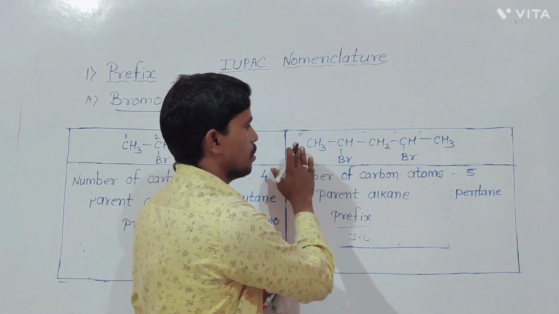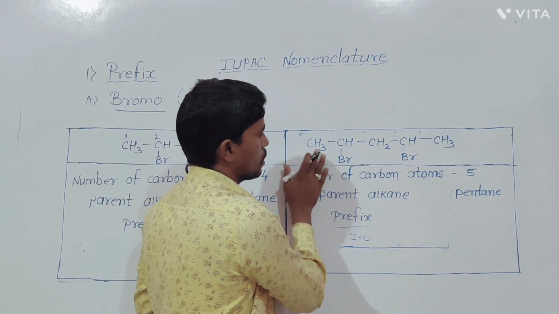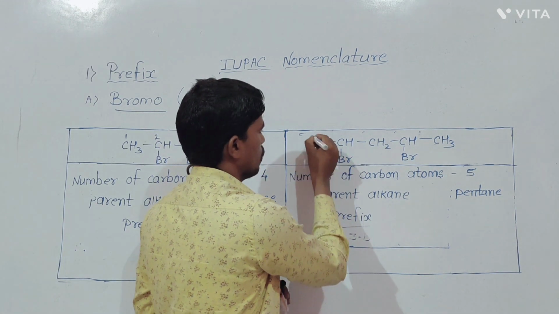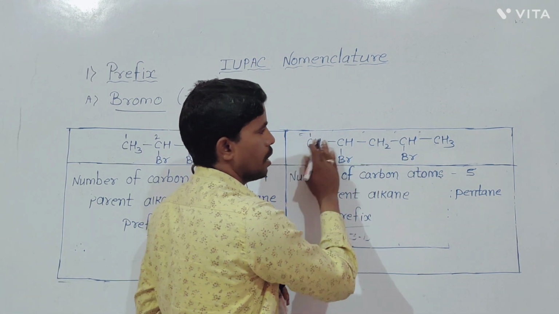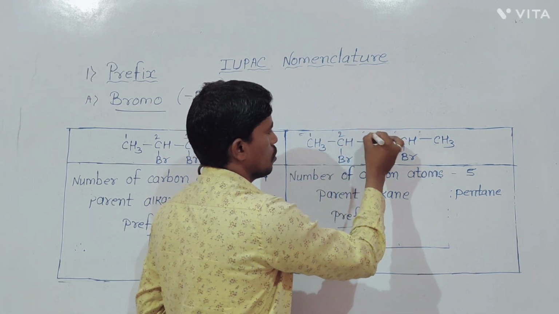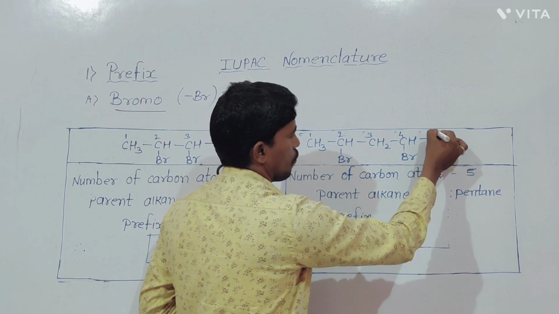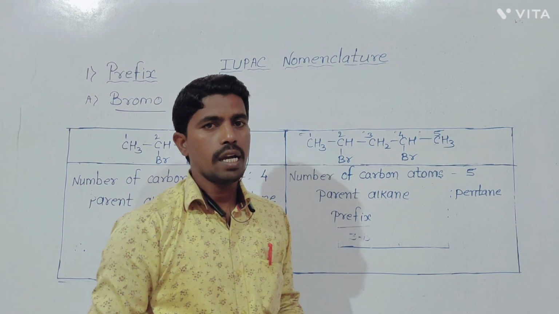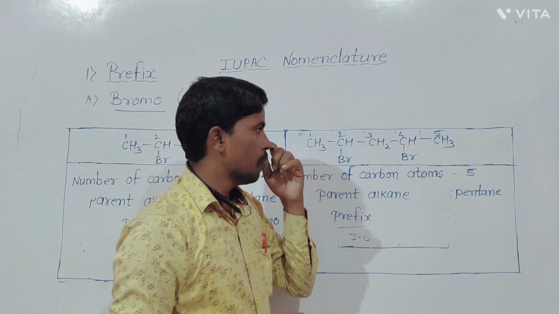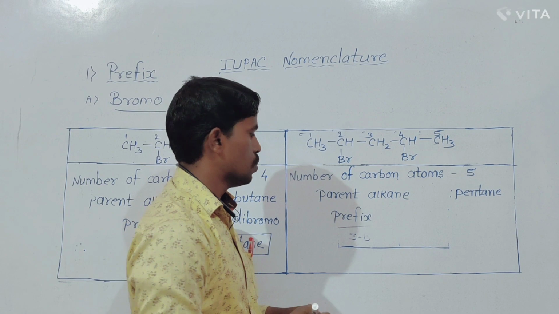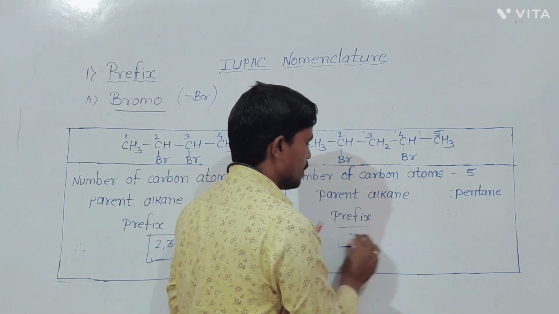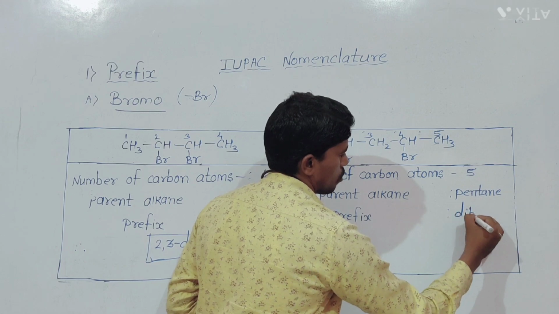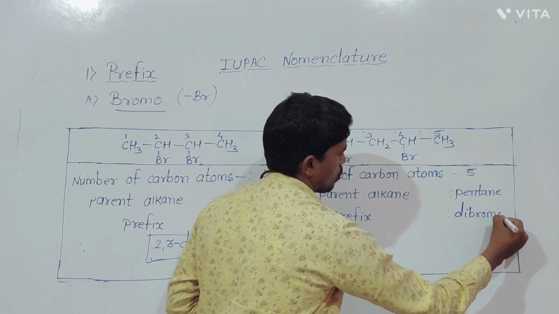Start the numbering from the terminal carbon atom. This bromine is present on the second carbon. From this side, bromine is present on the second carbon. Therefore, we can start numbering from any side. Here 1, 2, 3, 4, 5. And 2 bromine atoms are attached to the second and fourth carbon atoms. Therefore, we should take the prefix as dibromo.